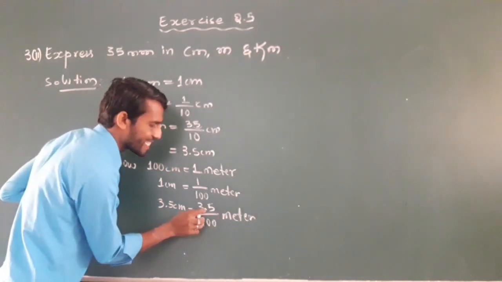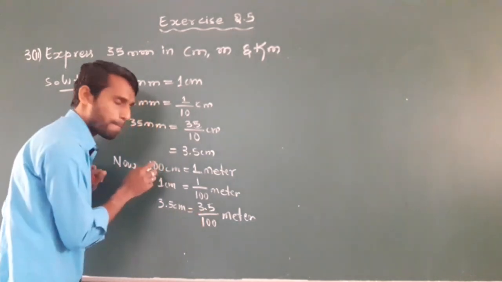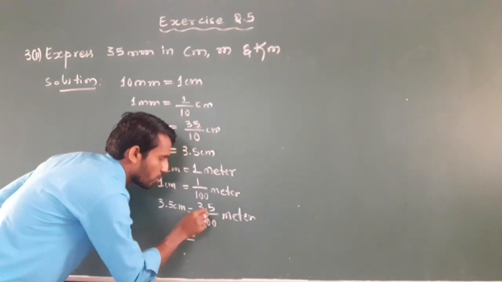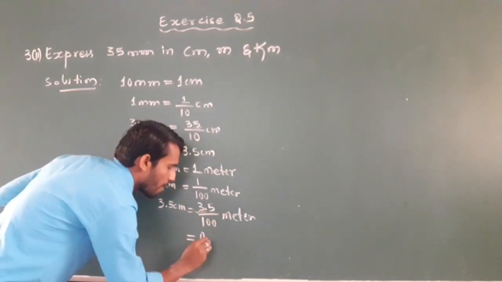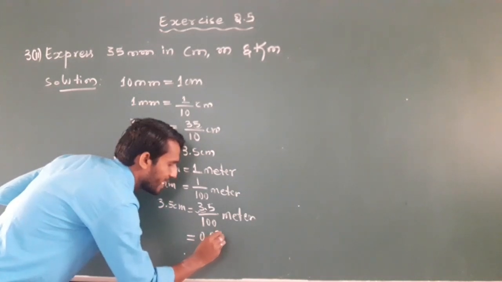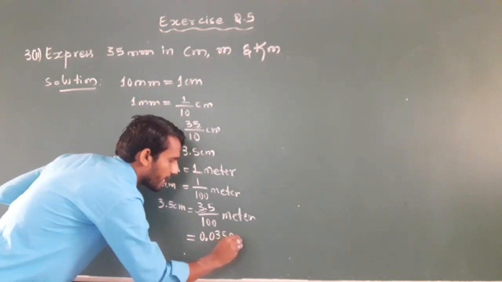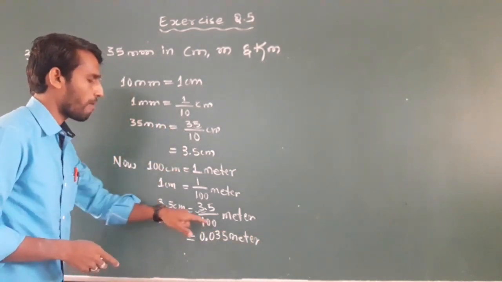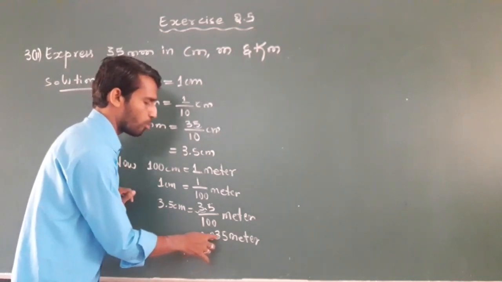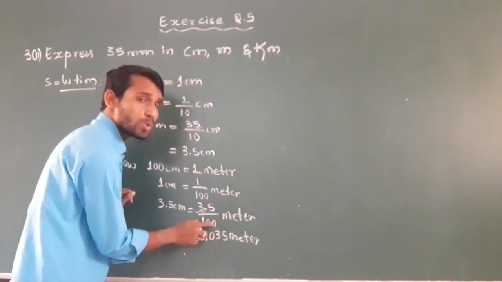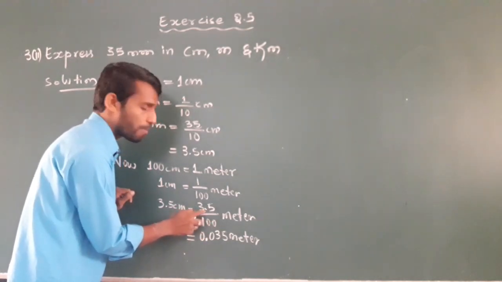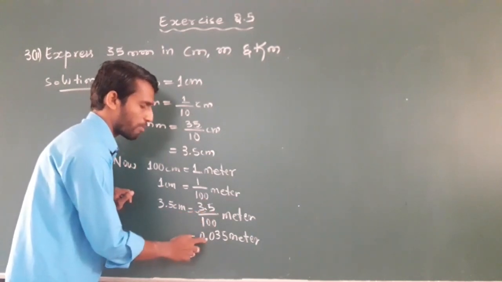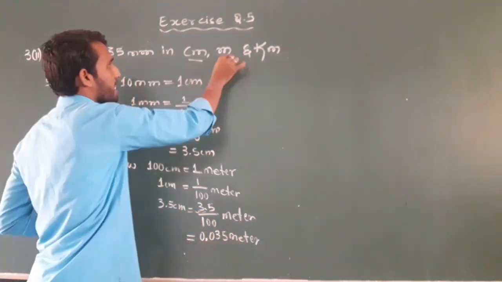We have to shift this decimal point after 2 numbers. When we shift 2 numbers, we get 0.035 meter. So when we convert 3.5 centimeter into meter, we get 0.035 meter. Because we have 2 zeros, we shift the decimal point after 2 numbers. We have completed this.